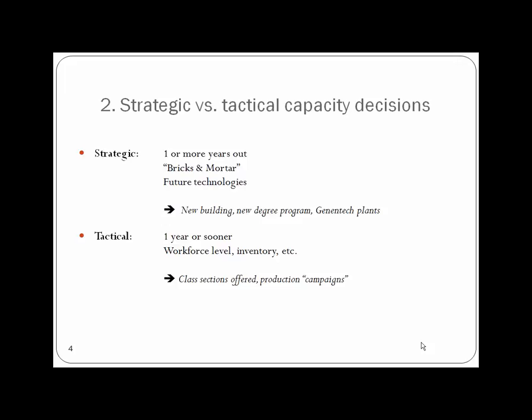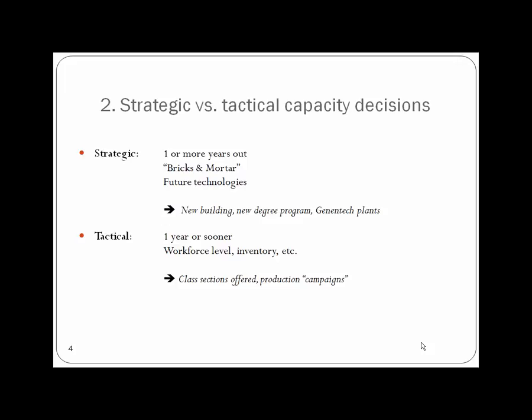So how do we do that? Well, think about strategic capacity decisions that typically take 1 or more years to implement, and that's what I mean by 1 or more years out. Traditionally, these were known as bricks and mortar decisions, but they don't necessarily have to involve the building of an actual facility. It could involve, for instance, the implementation of a future technology. Maybe we want to move all our computing to the cloud, and that's going to open up our abilities. Well, you're not going to convert over to cloud computing overnight.